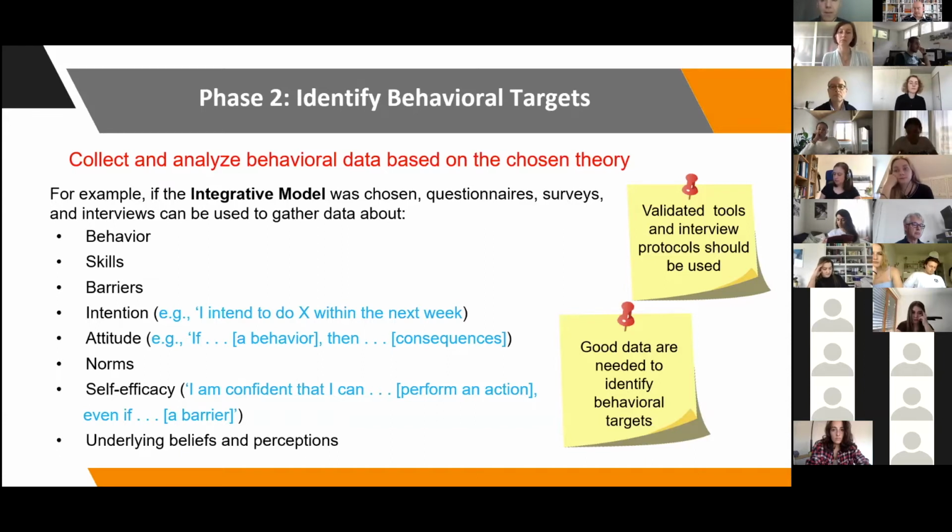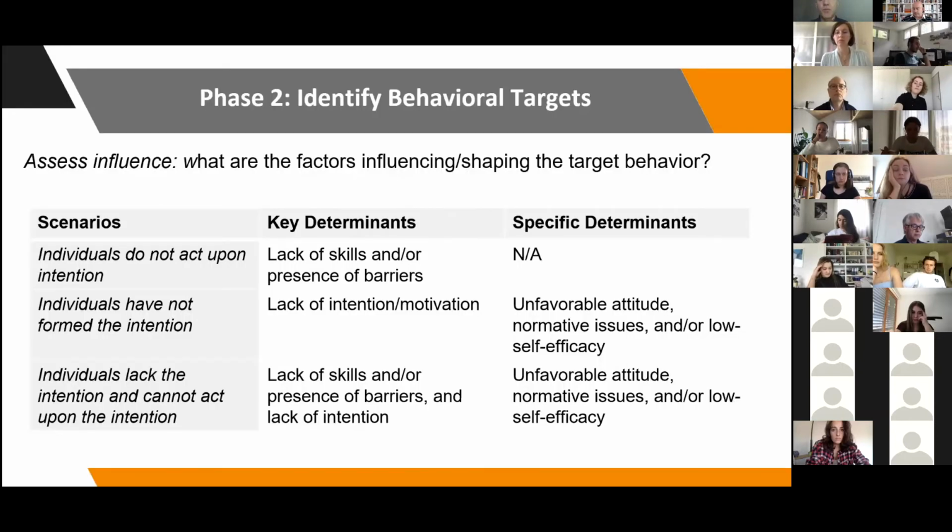Once you collect the data, I would say you will likely find, according to this model, these three main scenarios. For example, you may find that individuals don't act upon their intention. They have the motivation, but they don't act upon their motivation. If that's the case, potential determinants, and these are the things that you will target in your intervention, may be lack of skills or presence of barriers. So you would do an intervention intended to, let's say, remove some barriers, or at least to help to remove those barriers.